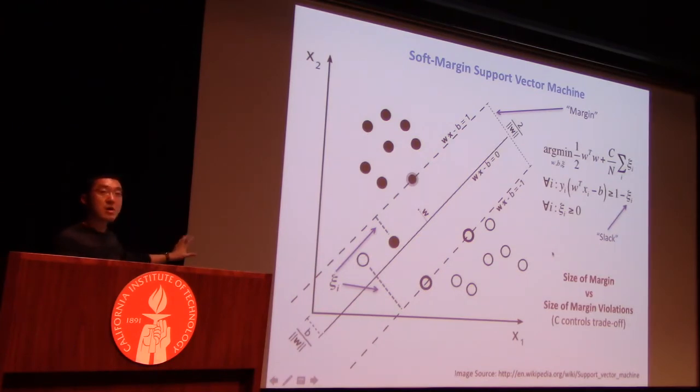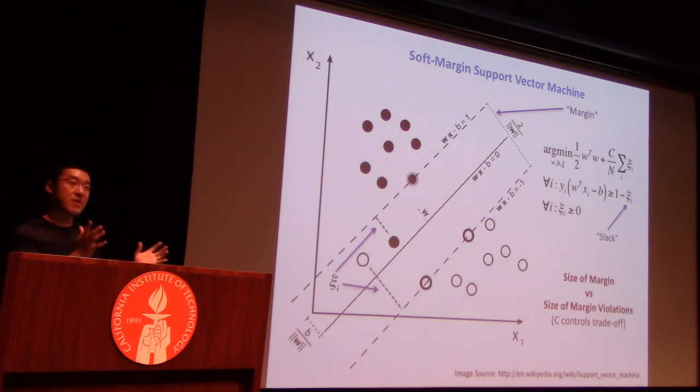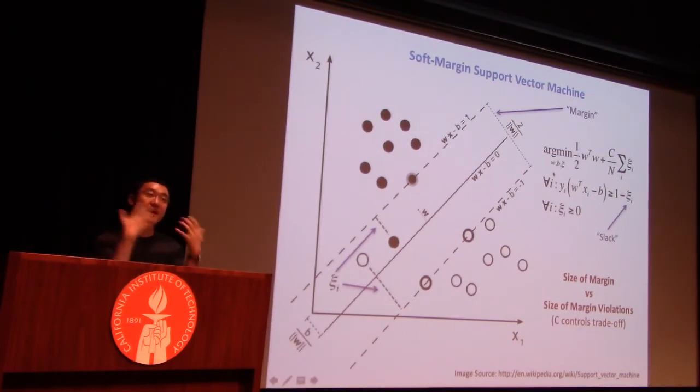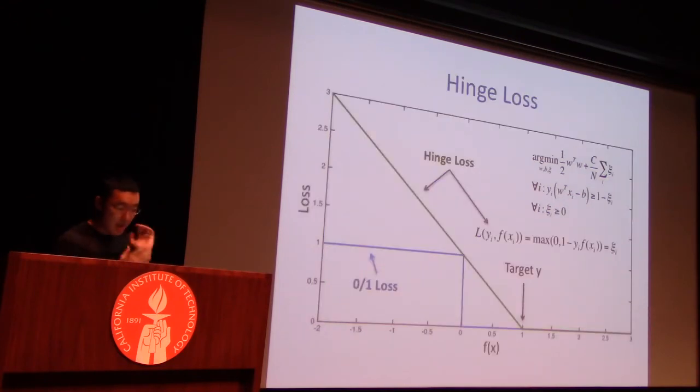Okay, so now I'm going to talk about what is the loss function that we're actually optimizing here. Because what I wrote here doesn't necessarily, at least not in a super obvious way, lead you to understand what is the loss function being optimized. And what's being optimized in the SVM is what's called the hinge loss.